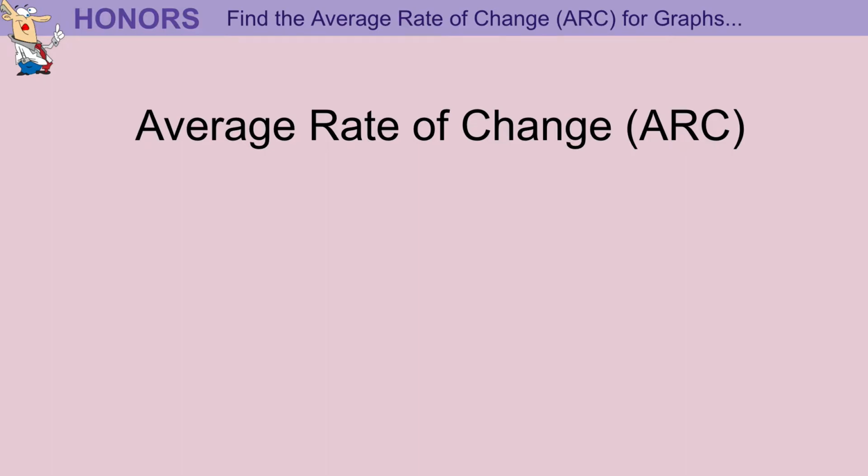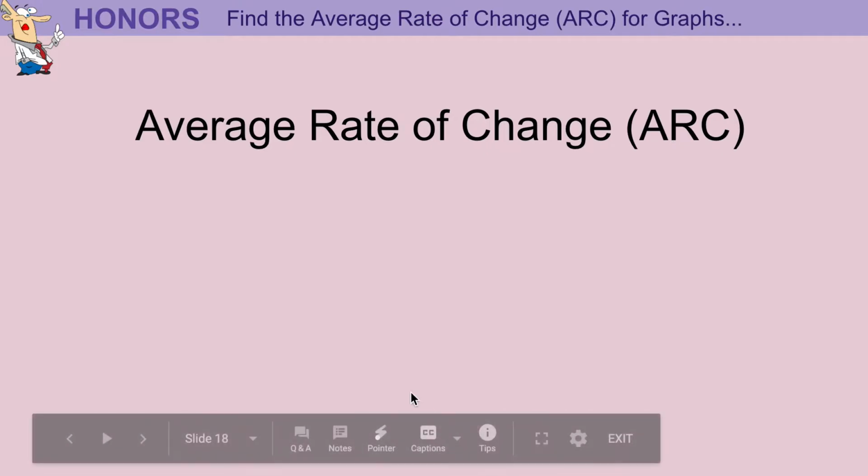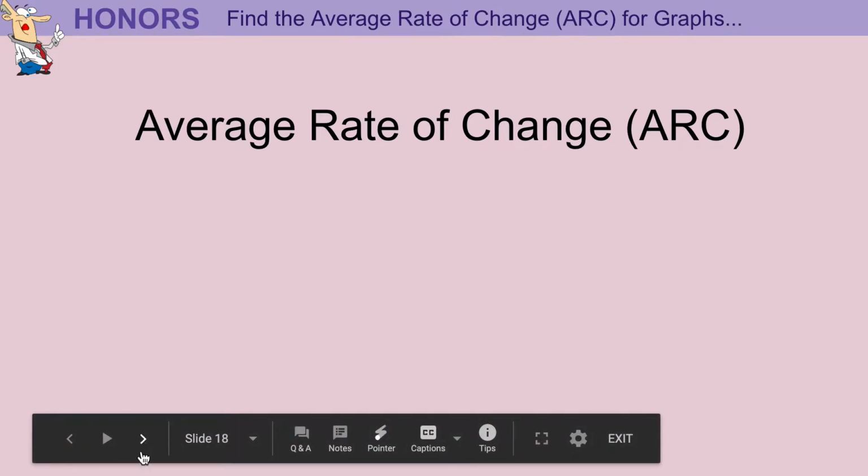On average rate of change. And in this case, we're going to focus on finding the average rate of change for graphs. In the last episode, I just did the change of x and the change of y. But I'd like to this time look at what it looks like when we're dealing with function notation. So let's look at it.